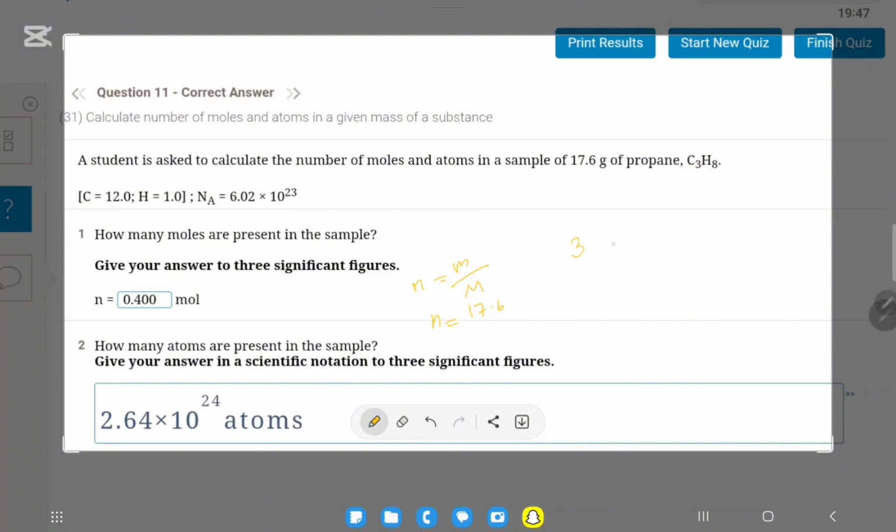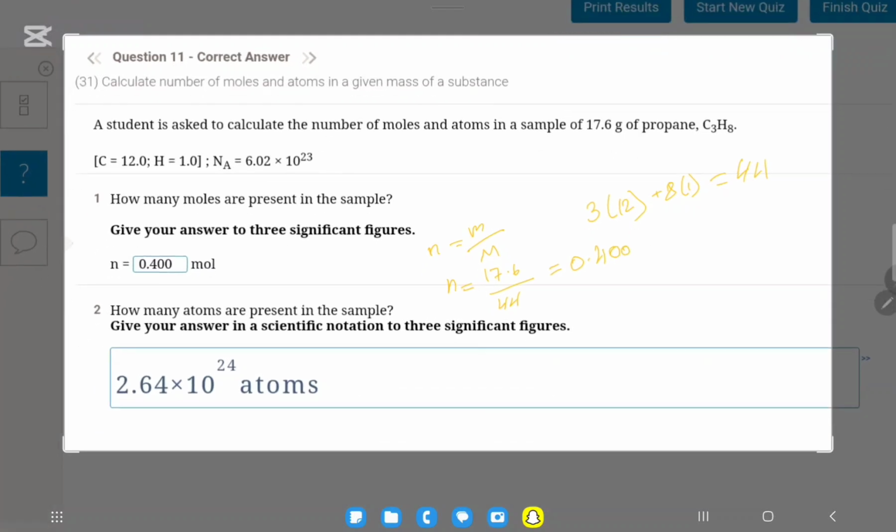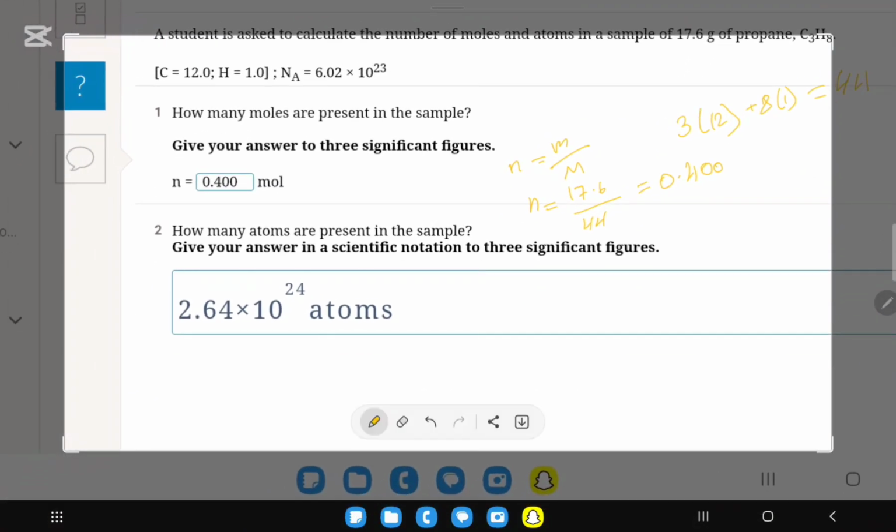So we have 3 carbon atoms, 12, plus 8 hydrogen atoms, 1. You put it on your calculator. It gives you 44. So n is 17.6 over 44. You put that in the calculator again, you get 0.4, and they want 3 significant figures, so you add 2 zeros and you get 0.400. To find how many atoms are present in the sample.